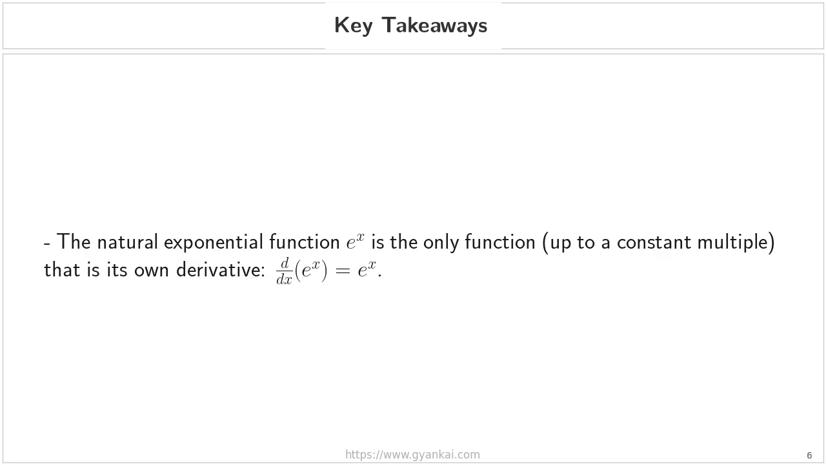Key takeaways. All right, let us wrap up this session by summarizing the key takeaways from today's lesson. First, let's recap the natural exponential function, e to the power of x, as we discussed in the earlier slides. This is a truly unique function because it is the only one, aside from constant multiples, that remains unchanged when differentiated. To put it simply, the derivative of e to the power of x with respect to x is simply e to the power of x.